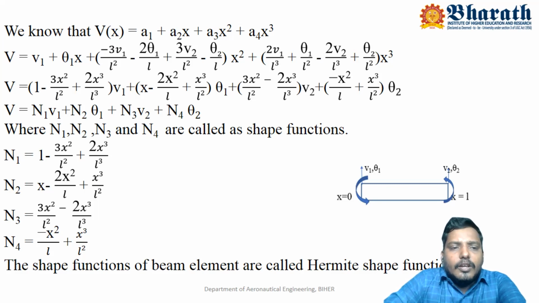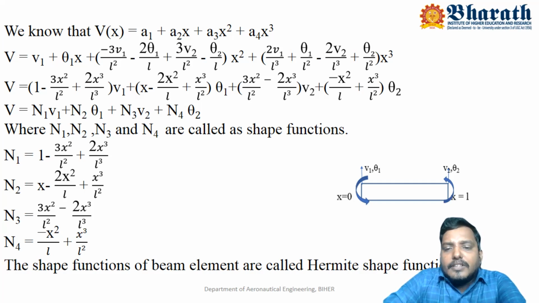If you compare with the equation v equal to n1 v1 plus n2 theta 1 plus n3 v2 plus n4 theta 2, we come to know that n1 equal to 1 minus 3x square by L square plus 2x cube by L cube. Similarly, n2 is equal to x minus 2x square by L plus x cube by L square. n3 is equal to 3x square by L square minus 2x cube by L cube. And n4 is equal to minus x square by L plus x cube by L square. These are called the shape functions.